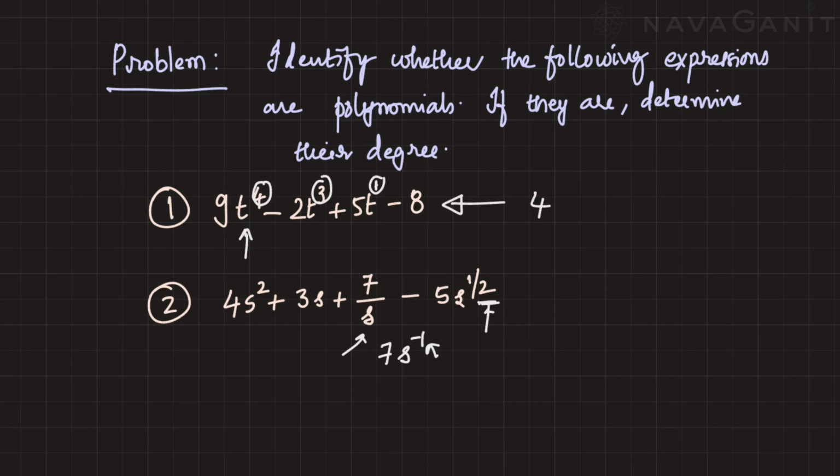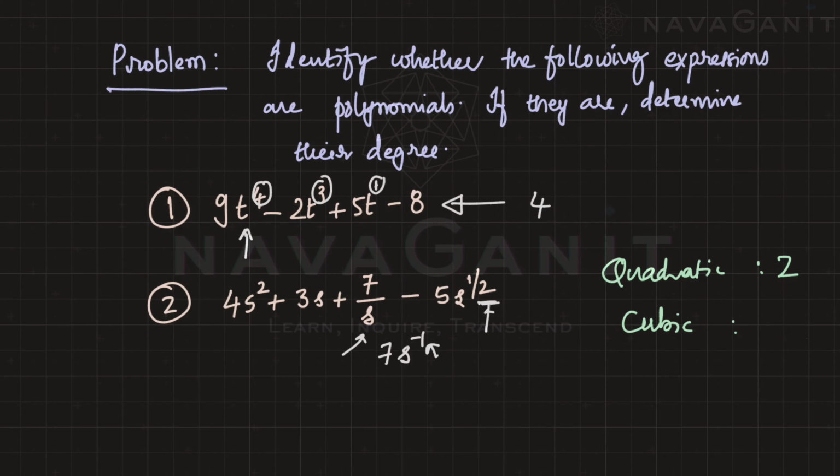Now polynomials are used in various fields including physics, engineering, economics. So we use them to model real world situations. For example, quadratic polynomials are polynomials of degree 2 and they are used to calculate projectile motion in physics. Similarly, we have cubic polynomials which are of degree 3 and they are used in 3D modeling and design.